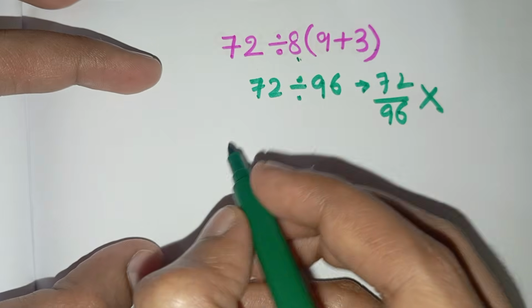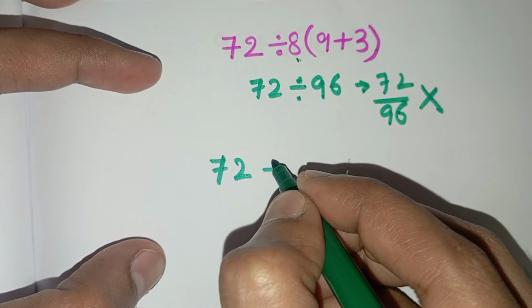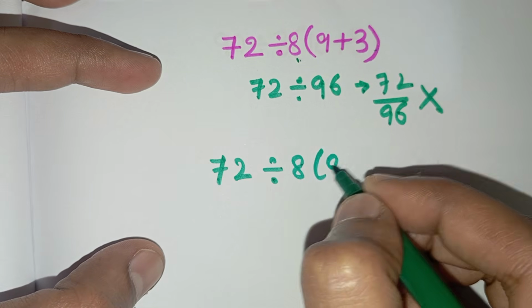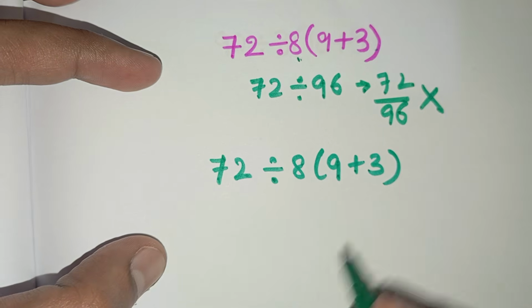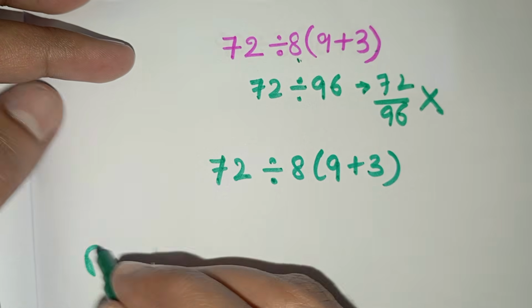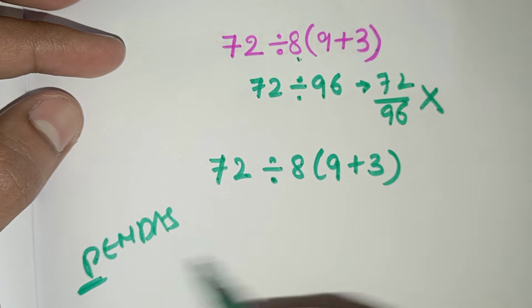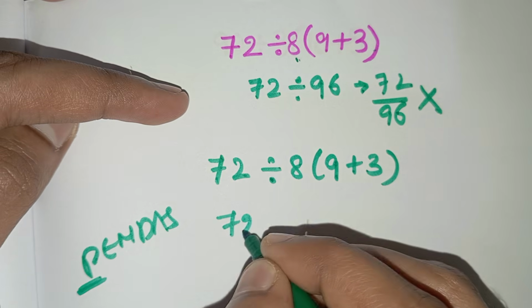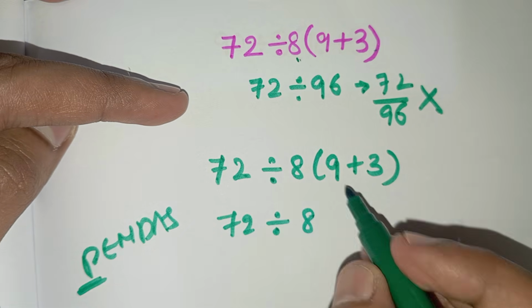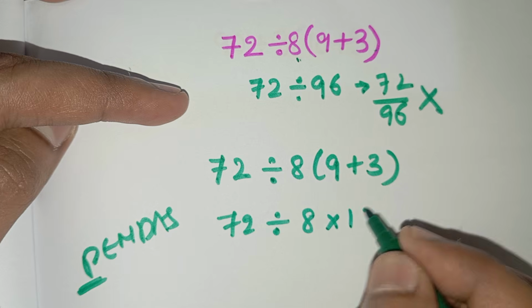Let's see. 72 divided by 8 into 9 plus 3. We will follow PEMDAS. First we will do the parentheses. So 72 divided by 8, and 9 plus 3 is 12.